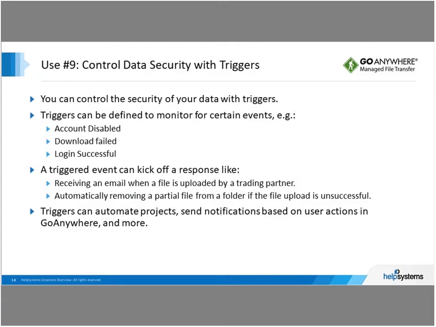All right, number 9, we've got our control data security with triggers. Now, triggers are completely based off of web user activity. I'll take a step back real quick. There's basically 2 users within GoAnywhere. We have administrative users, which are those folks that are going to log into the admin portal to do the configuration, installation, and things like that. A completely separate user is called a web user.